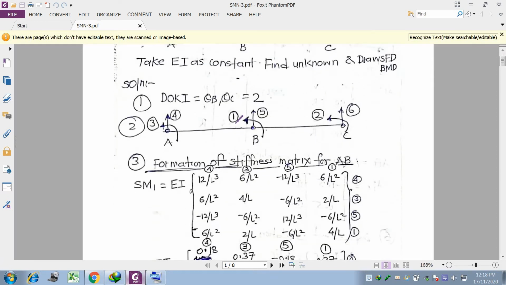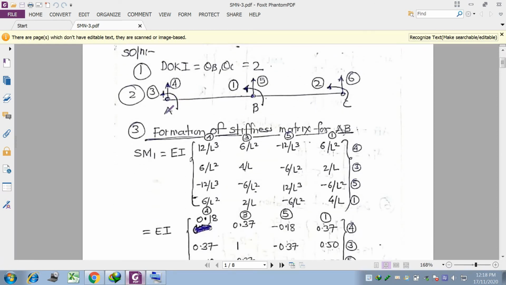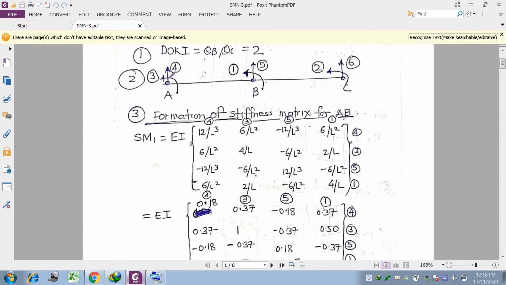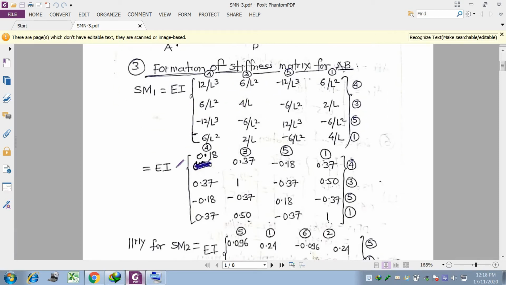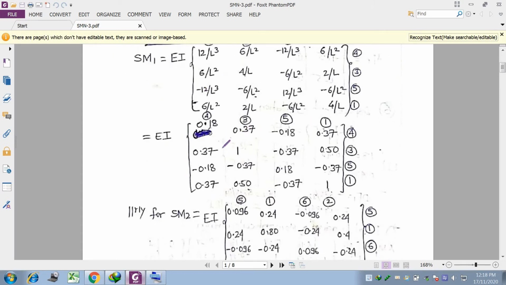We have to see what nodal symbols come under the member AB. At point A we have 4, 3, and at point B, 5, 1 is there. So we have to consider 4, 3, 5, 1, and here also 4, 3, 5, 1. The formula is there, and based on that we calculate the SM1 matrix. So this is the SM1 matrix we have calculated.